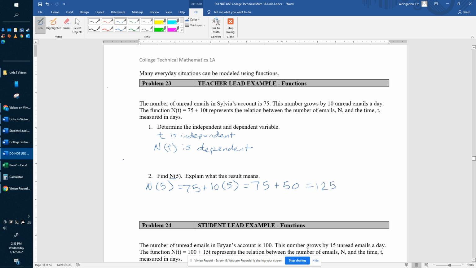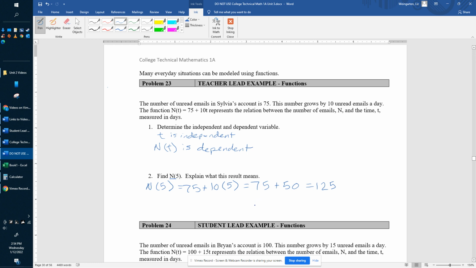Oh my gosh. So what is this 125? Well, she already has 75 unread emails in her account. Sylvia, get to work. What are you doing with 75 unread emails? Anywho, it grows by 10 unread emails each day she doesn't look at it. Seriously, woman, look at your emails. So if she continues to procrastinate reading her emails for 5 more days, she's going to get 50 more emails, and she's going to have 125 unread emails in her box. So that's what this means.